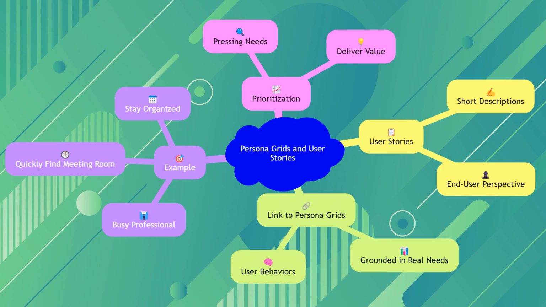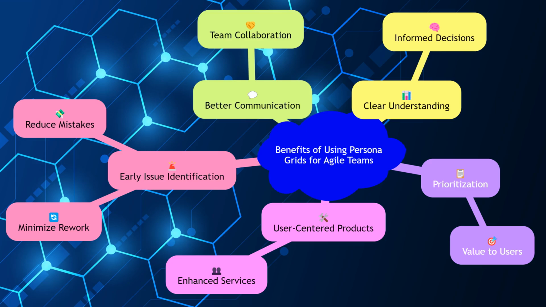By linking user stories to specific personas, teams can prioritize features that address the most pressing needs and deliver the most value to their users. Using persona grids offers several benefits for Agile teams. First, they provide a clear and consistent understanding of the users, which helps teams make informed decisions.